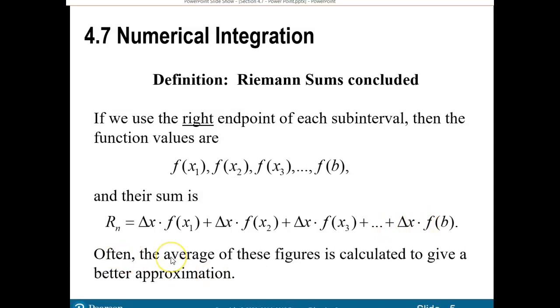All right, so often the average of these figures is calculated to give a better approximation. So usually you calculate your left endpoint approximation using left endpoints as heights, then you do it for the right endpoint, and then you average the two numbers together.